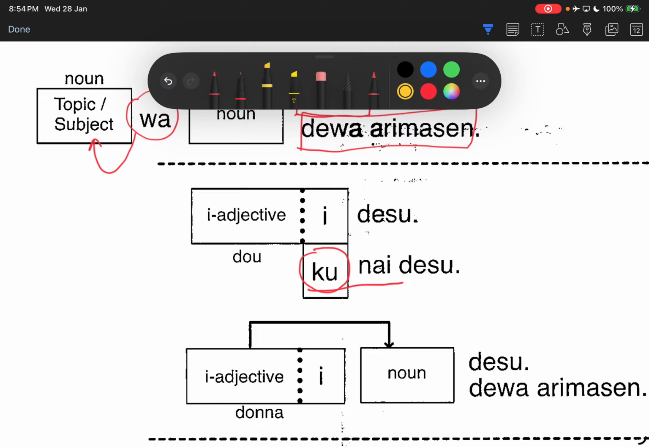Then the question here is do. Right? You can see the do below the i adjective box. Do simply means how, like how is something. Right? So do is the question way to ask for an adjective.